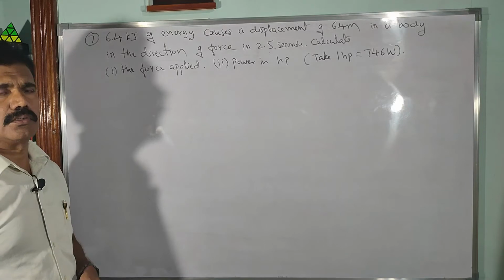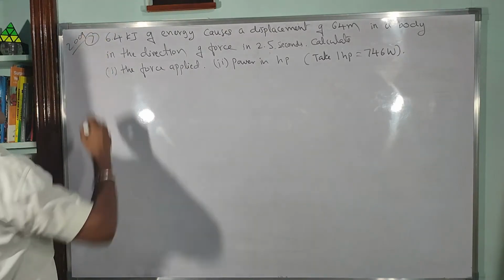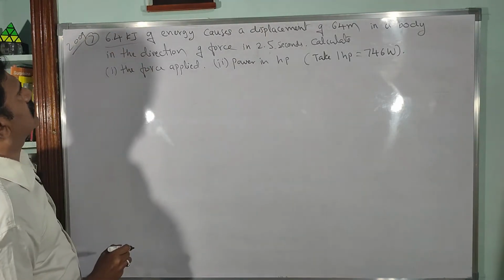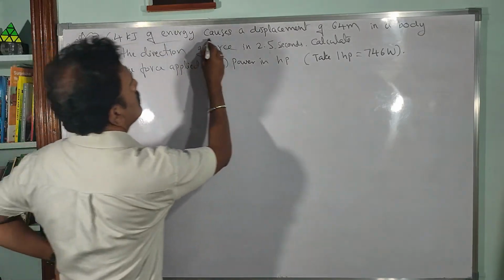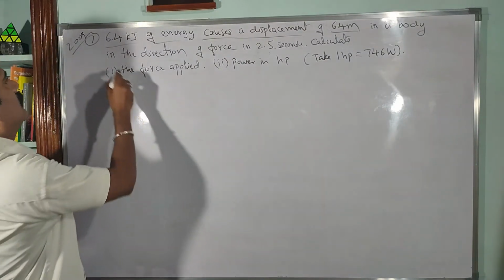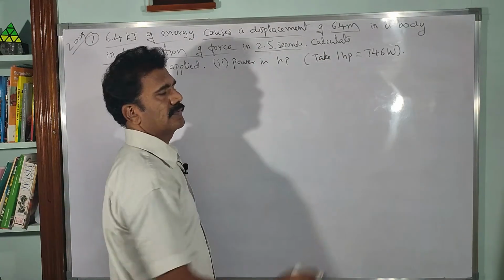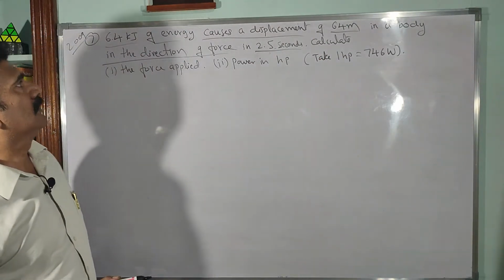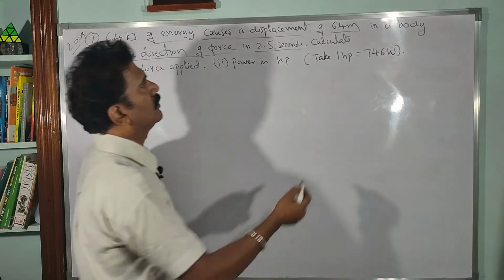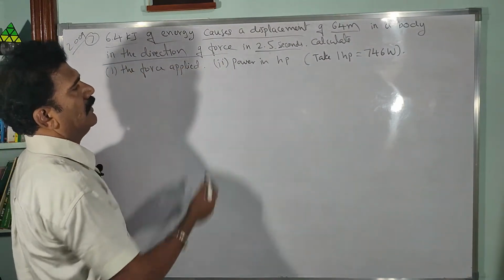Okay, look at another problem asked in the year 2009 ICSE question paper. So 6.4 kJ of energy causes a displacement of 64 meter in a body in the direction of force, in 2.5 seconds. Try to understand this problem. Here the amount of energy spent is to displace the body through 64 meter in the direction of force, of course. Okay, so very simple.